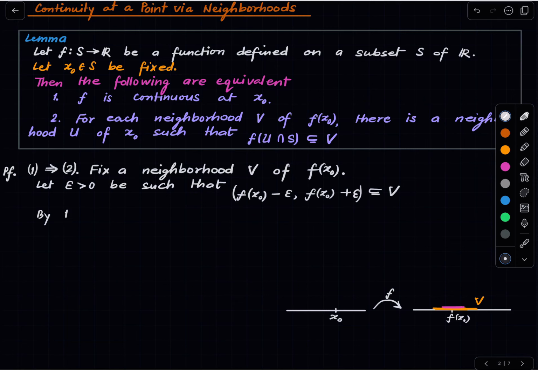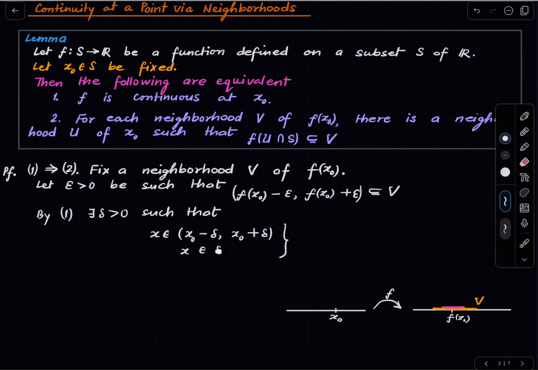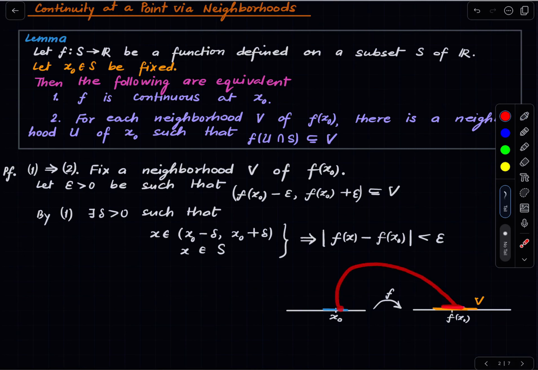There is a delta such that whenever we choose x in the delta neighborhood of x0 and x in the domain, of course, we get this, right? So pictorially, whenever we choose anything in the delta neighborhood of x0 and a point in the domain, it goes inside this pink thing.